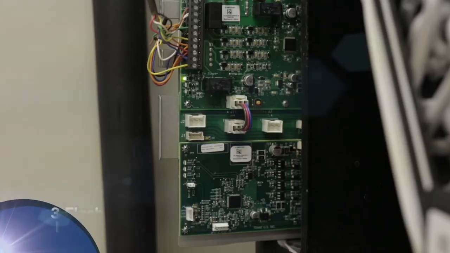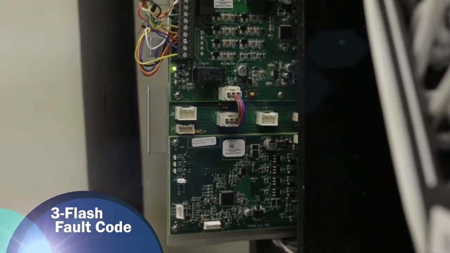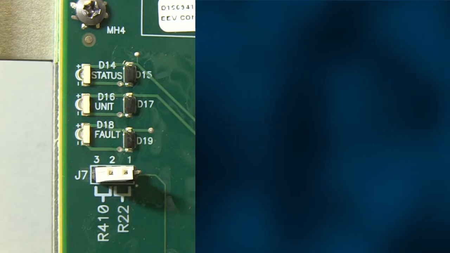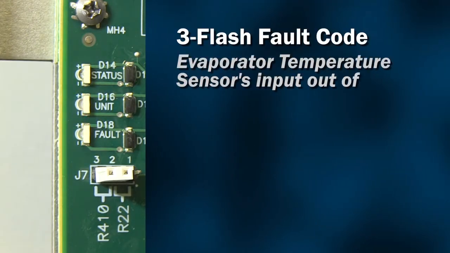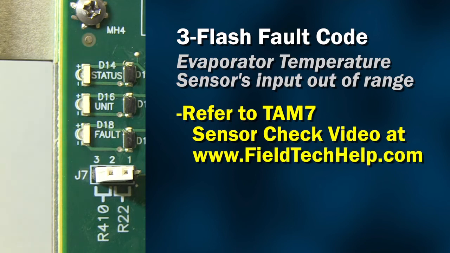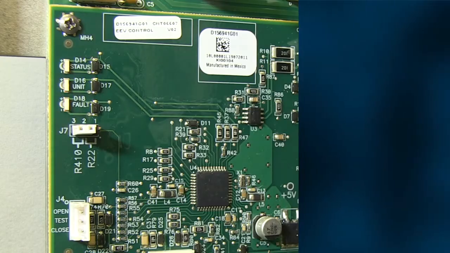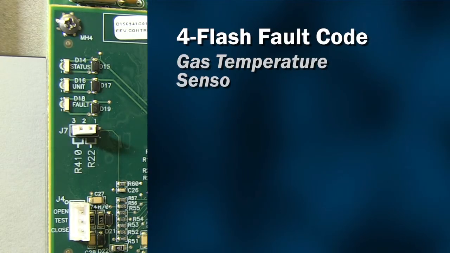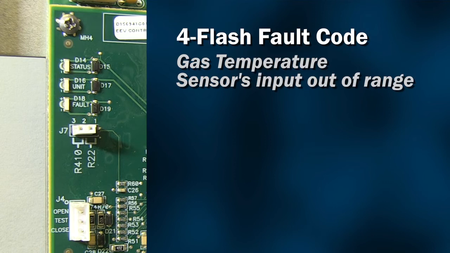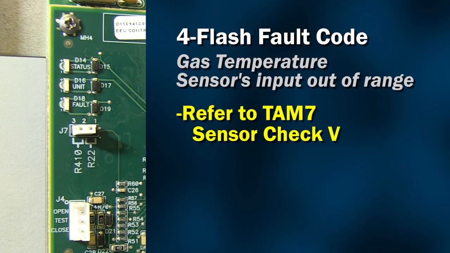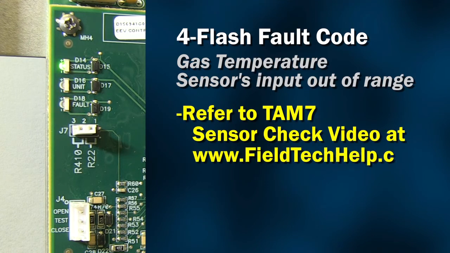3 flash fault code. A 3 flash fault code indicates that the evaporator temperature sensor's input is out of range. Refer to the TAM7 sensor check troubleshooting video for diagnostic procedures. 4 flash fault code. A 4 flash fault code indicates that the gas temperature sensor's input is out of range. Again, refer to the TAM7 sensor check troubleshooting video for diagnostic procedures.